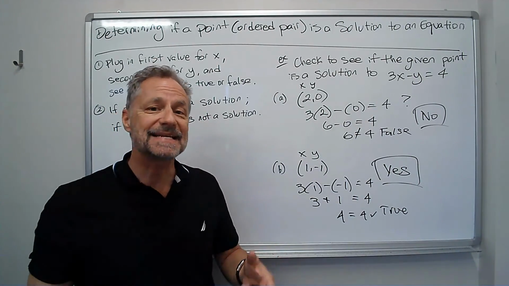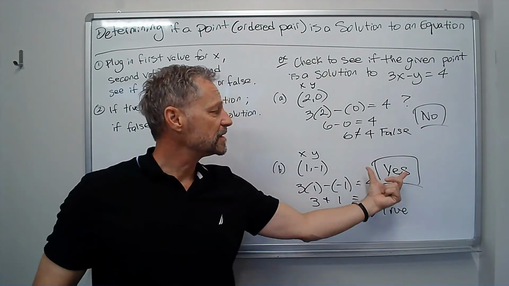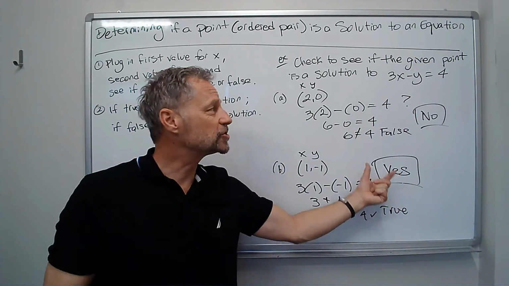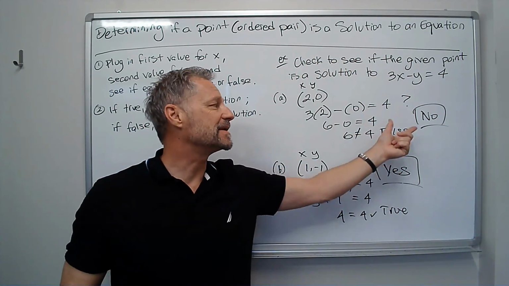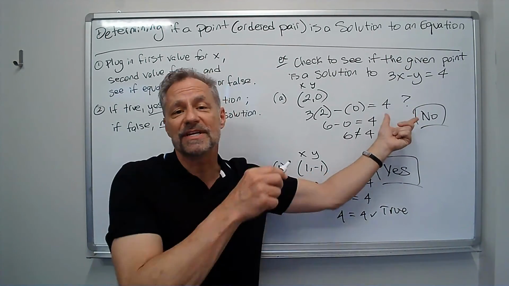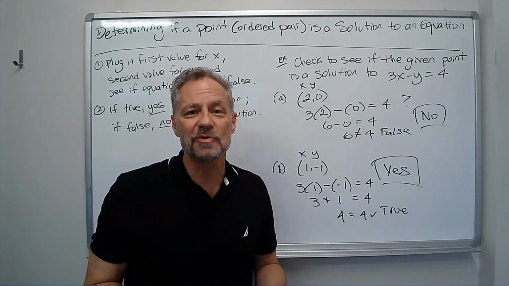All right, so that's the idea. We plug them in. If it works out, gives you a true statement, we say yes, it's a solution, meaning it's a point on the graph. If we plug it in, we get a false statement, no, that's not a solution. It's not a point on the graph. All right? So easy as that. Just remember the rules, and you'll be great.